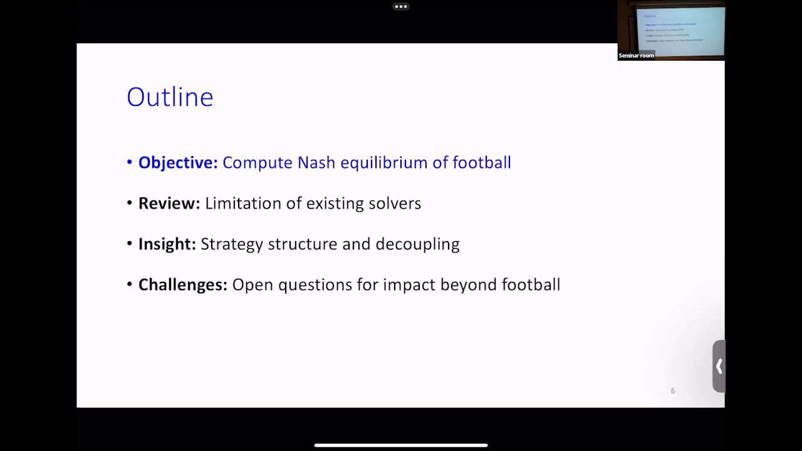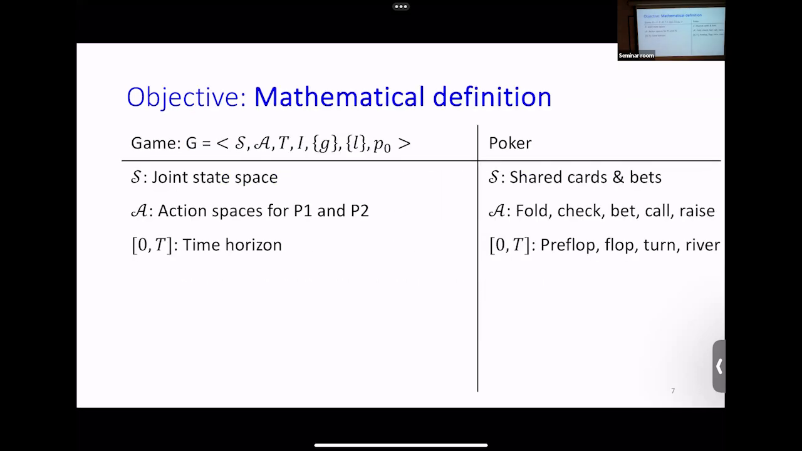Okay, let me get started. So here's the definition of the game that we are solving. I will explain the elements and then also use poker as an example because this is something that I guess most people are familiar with. So starting with the state space, we have a joint space for all the players. In poker, this will be all the cards that you can see on the table and the bets that have been made. So everything public forms the state space.